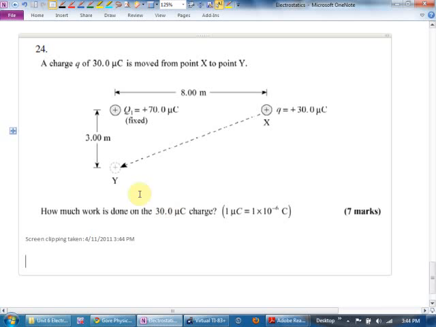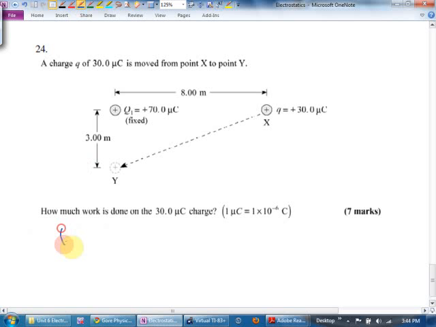A charge of 30 microcoulombs is moved from point X to point Y. How much work is done? The beauty is, because work is a scalar, I would start out by saying, work is equal to what? Don't you dare say change in potential. I should say potential energy, because change in potential really doesn't mean voltage. It's change in potential energy plus change in kinetic energy. Looking at this diagram, I'm pretty sure I can do that.